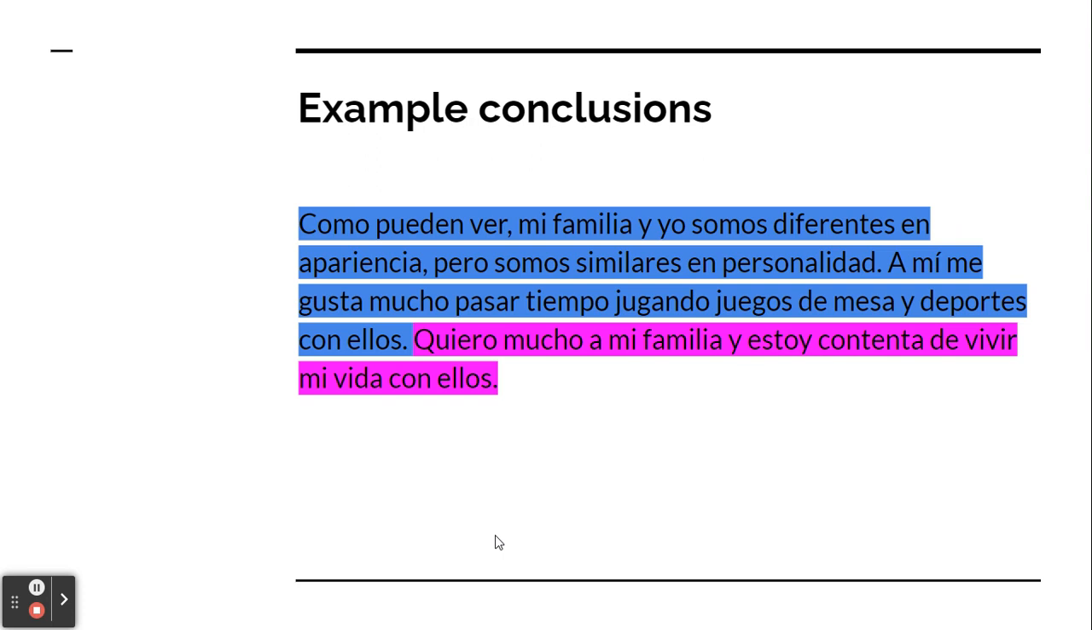So again, we start out summarizing some of the things mentioned in a way that you might not have mentioned them whenever you're presenting them in your actual presentation. So here I'm making a generalization about what their appearance is like and how it's different from mine. I'm also making a generalization about their personalities and what we enjoy doing together, and how at the very end, my sentence that brings finality is that I love my family and I'm happy to live my life with them.